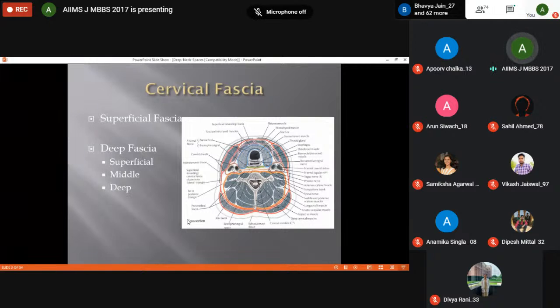Very simple, there are two types of fascia in the neck. First is superficial, the other one is deep, and deep is further classified into three types: superficial, middle and deep.